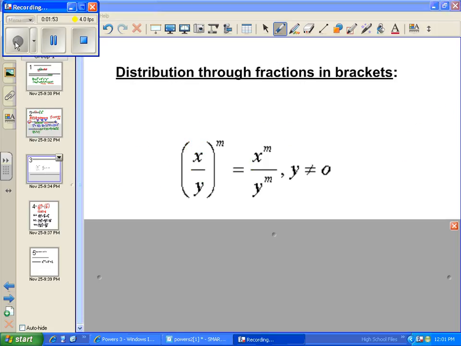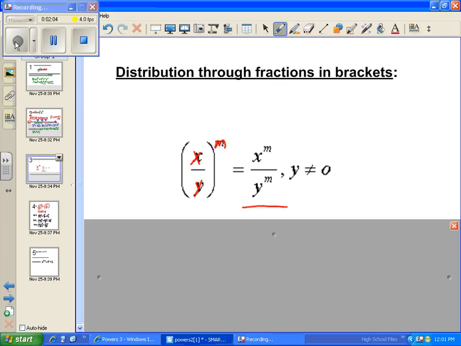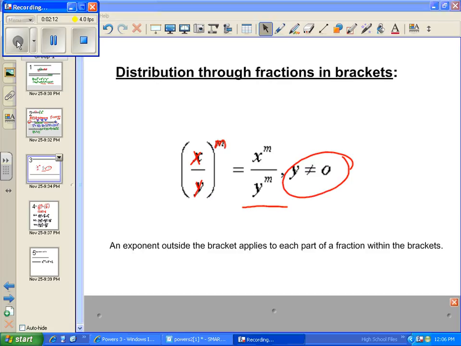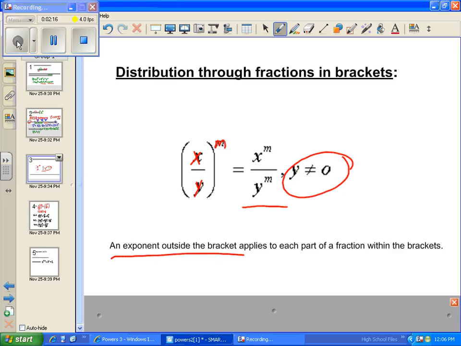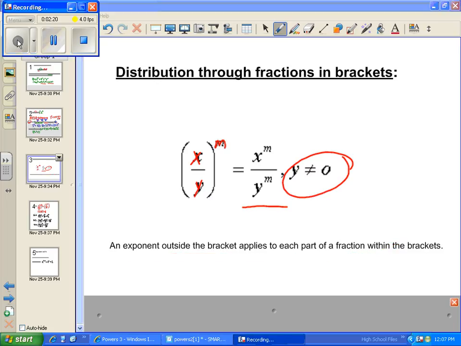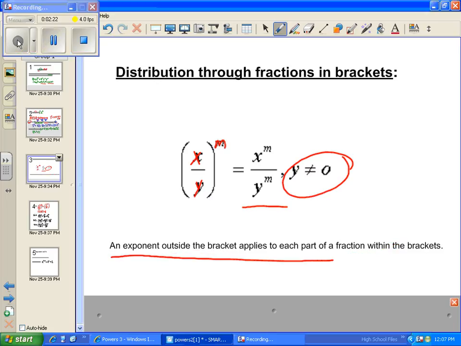Okay, the last law, probably one of the more confusing looking ones, is x over y to the m, sorry. So this is equal to x to the m over y to the m. As long as y is not equal to 0, this works. So very similar to the last law, an exponent outside of brackets applies to each part. Let's try that again. An exponent outside brackets applies to each part of a fraction within the brackets.